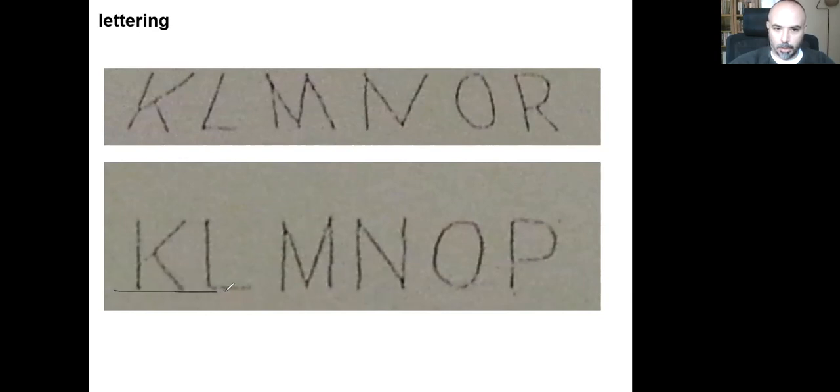Don't forget you have a border here, the gray line you have created, and all of your letterings should be perpendicular, like this. Okay, this is important.